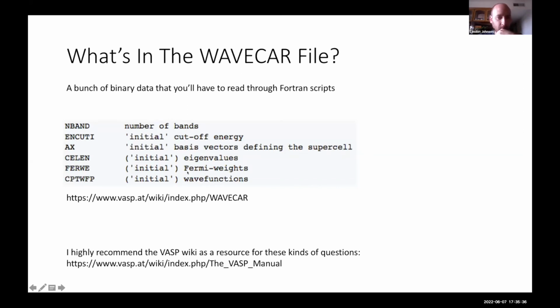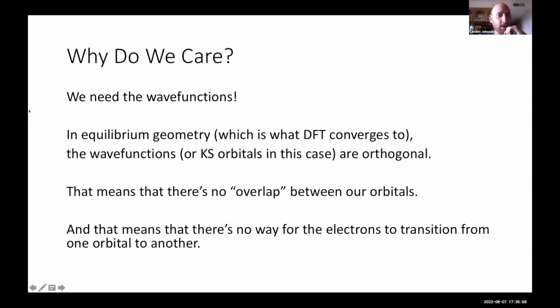So really what we're after here are the wave functions. And by the way, if you're ever confused about something that VASP does, or variables or whatever, I would highly recommend this wiki down here that has done me a lot of good a lot of times. That's where this picture is taken from. It's just the WAVECAR page on there. So yeah, why do we care about the WAVECAR files? They hold the wave functions and we need those.